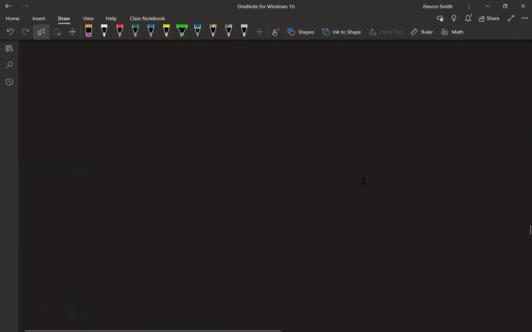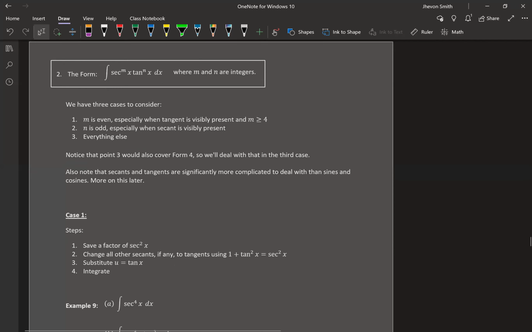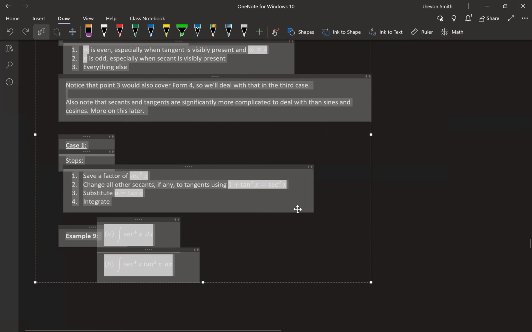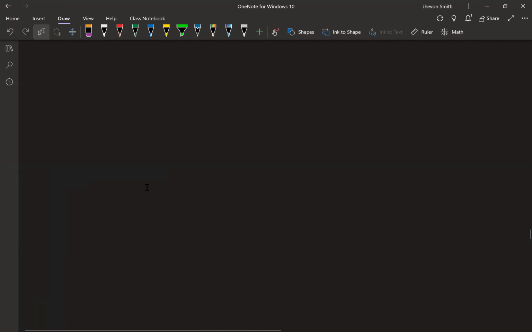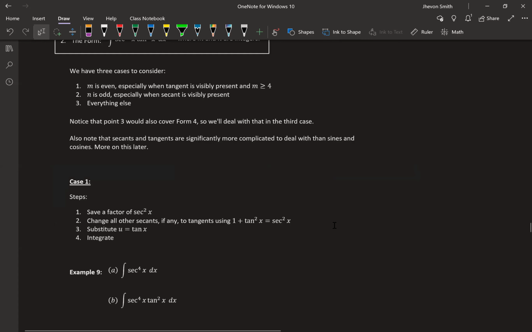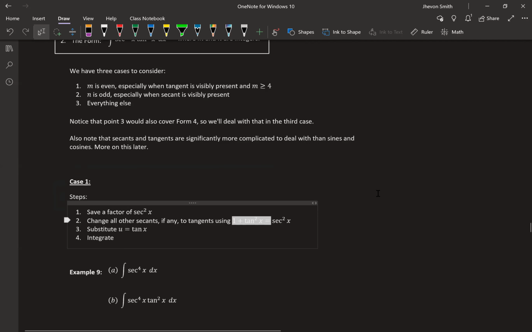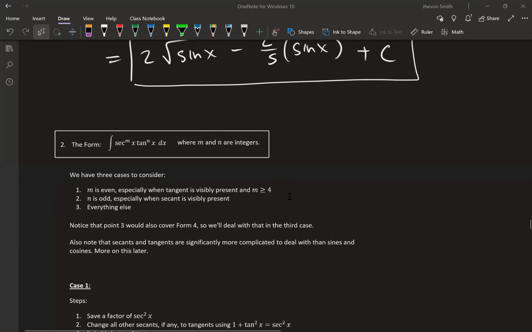Yeah. Let's go on to secants and tangents. These guys are interesting. Now, at first, these aren't going to seem much different from sines and cosines. Again, the Pythagorean identity is going to come into play, the version that says 1 plus tangent squared equals secant squared. That's something we're going to use all the time. However, secants and tangents are significantly more challenging. They're significantly more complicated to deal with, believe it or not.